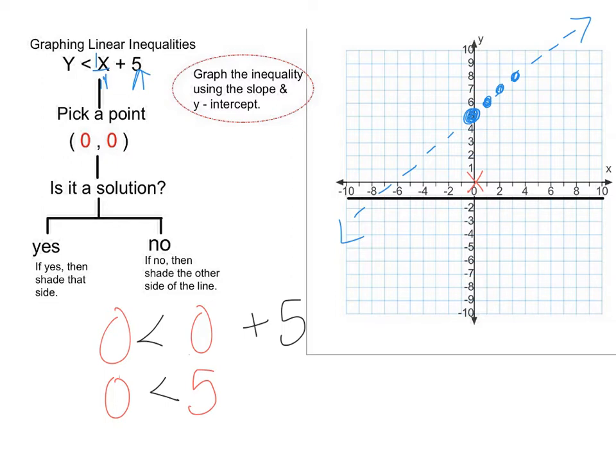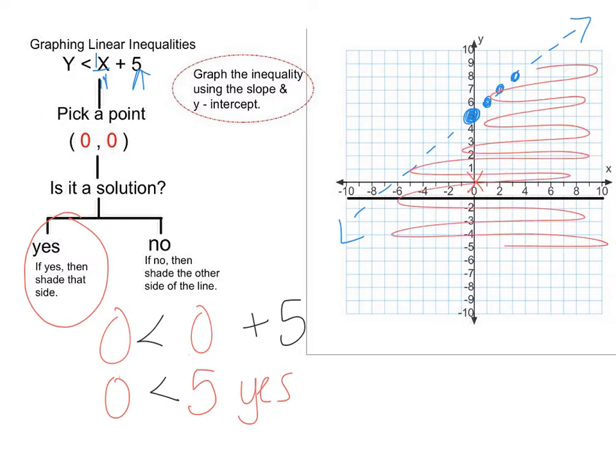Is that true? Is 0 less than 5? Yes, it is less than 5. That means 0, 0 is a solution. That ordered pair works in this inequality. So notice what it says here: if I get a yes answer, then I shade on that side of the graph. So remember 0, 0, where I put my little x that marks the spot? I'm going to shade every single ordered pair on that half of the graph.